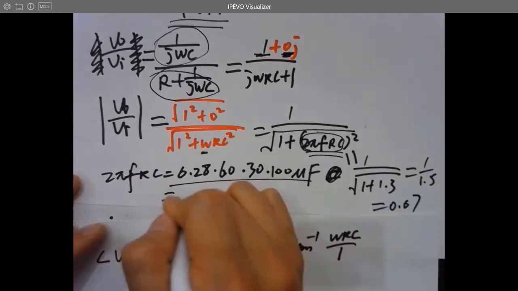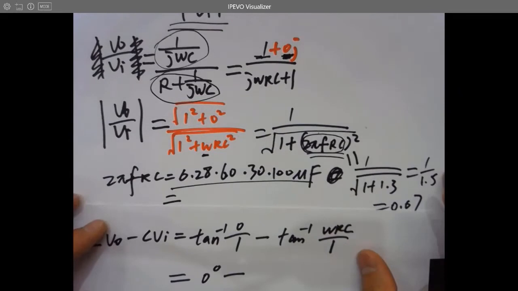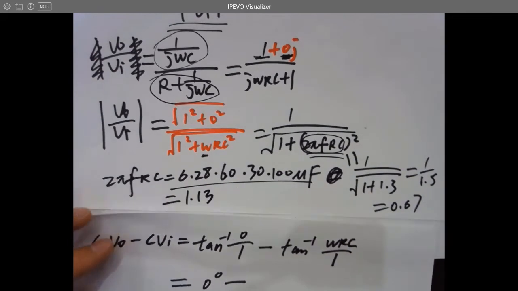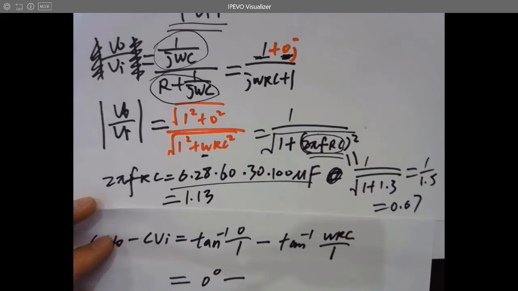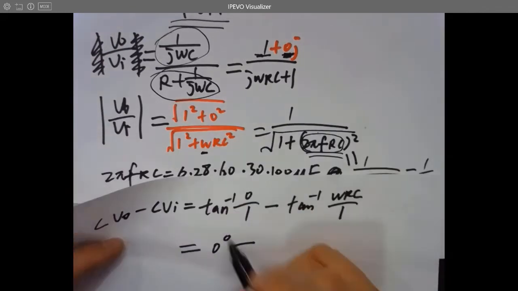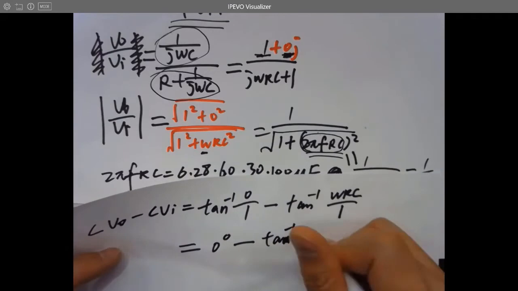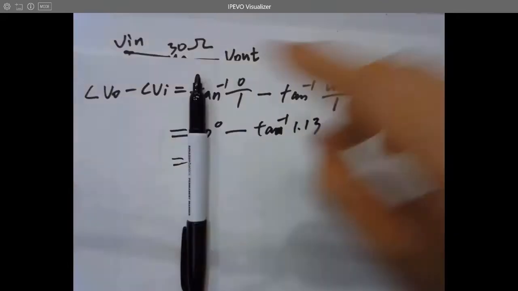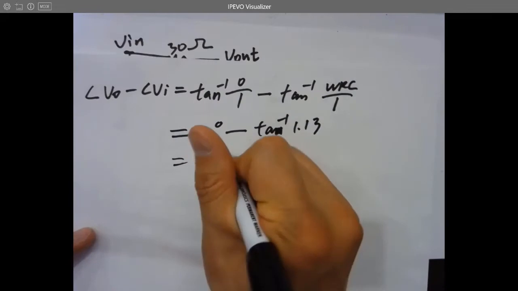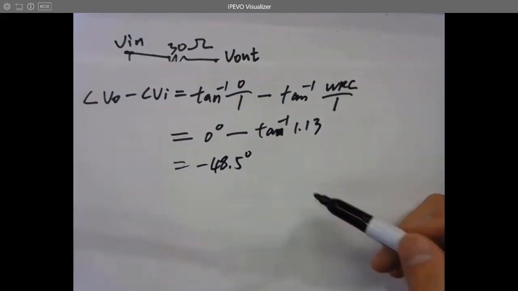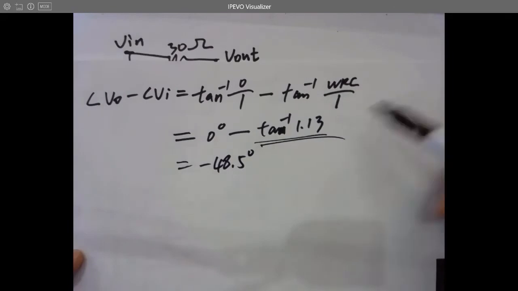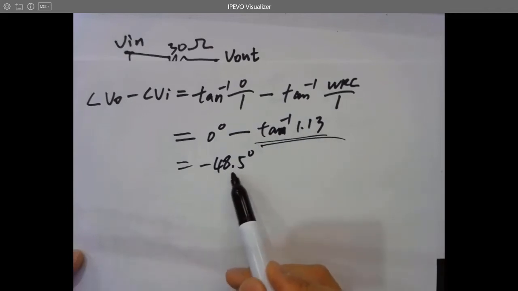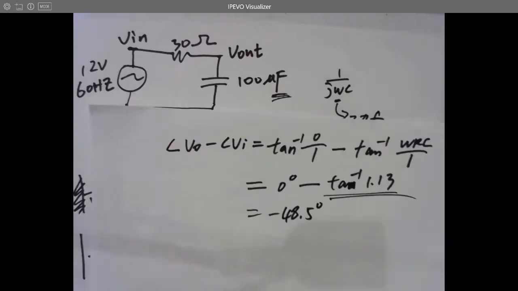You still remember what this value is? 1.13. Okay, and now it's going to be 0 degree minus inverse tangent of 1.13. And what is that? Negative. Do you know where I can find that? Just use the online calculator, or if you have a calculator that can do that job, just do it. So 0 minus 58.5 degree will be minus 48.5 degree. So that's the time delay in terms of angle.